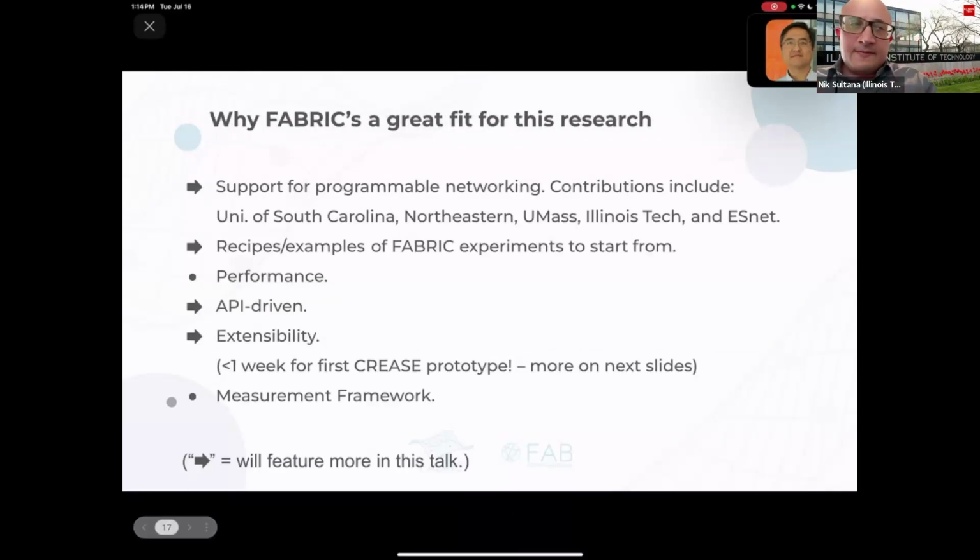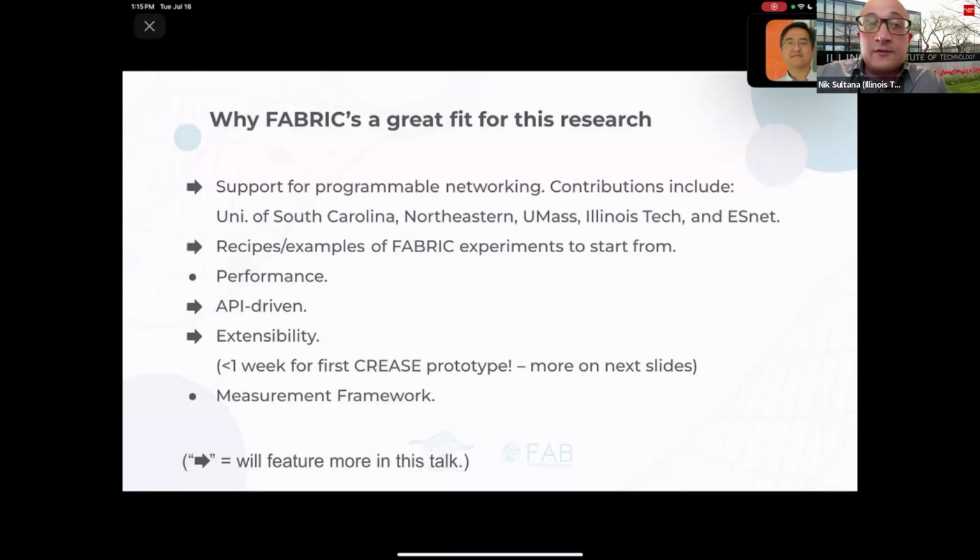So why is FABRIC a great fit for this research? And here I'm focusing on some elements more than others, right? So this arrow here as a bullet means it'll feature more in the story, but I find them all extremely important. So one element of FABRIC's great fitness for this research is the degree of support for programmable networking.